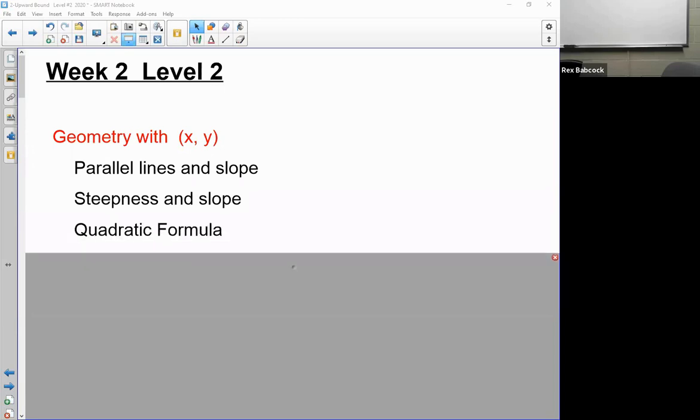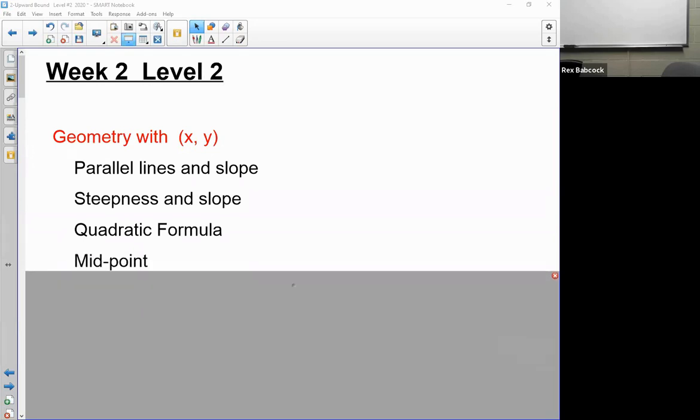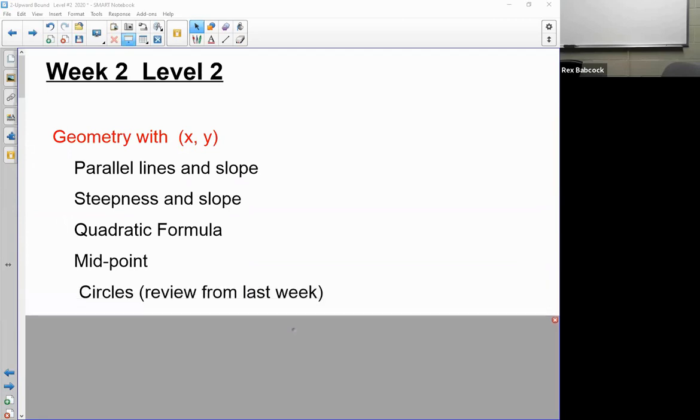The quadratic formula: what's the difference between a line and a quadratic equation? Well, there's a big difference, and we should kind of know those. Midpoint: how do you find the midpoint of a line segment? And then a little review from last week's circles.